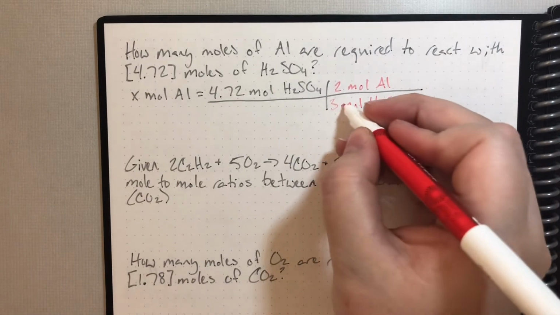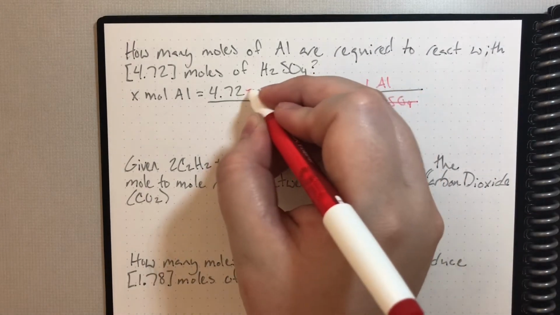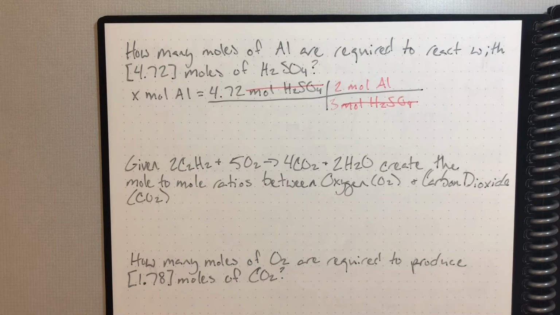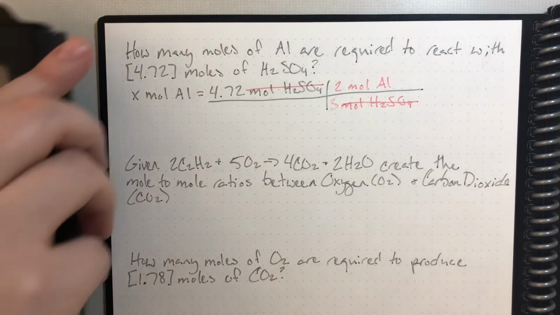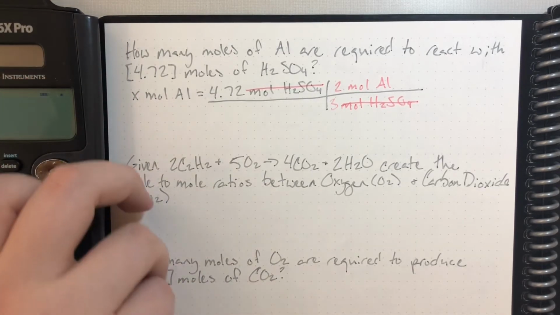Moles of hydrogen sulfate will appear at the top and at the bottom, which means that they can go ahead and cancel out, leaving me only with the unit moles of aluminum, which is the thing that I said that I wanted, so I can go ahead and plug that into the calculator.